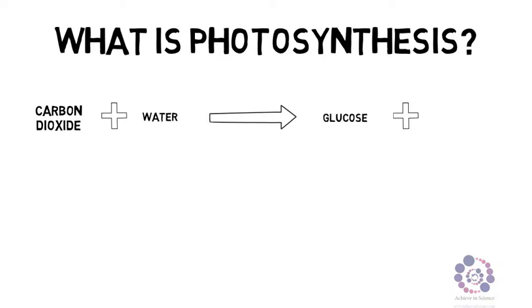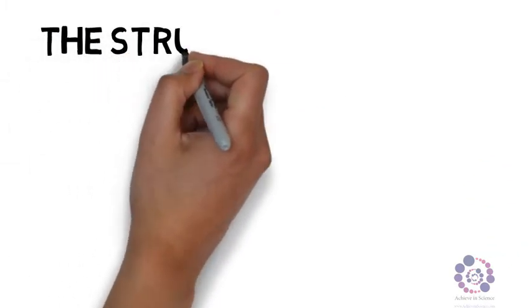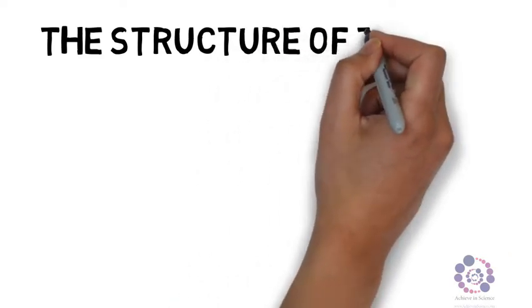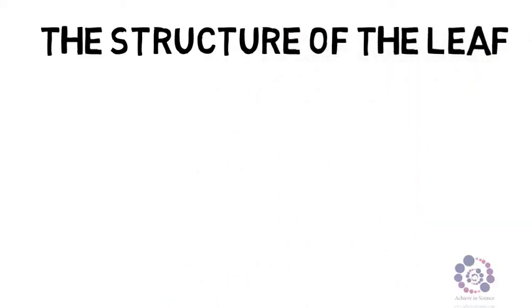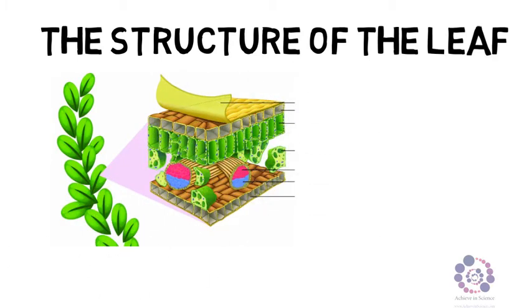Now photosynthesis occurs within the green parts of the plant. Therefore, we can look at the leaf, and in closer detail, the structure of the leaf. In the diagram, you can see a cross section of the leaf. And you can see the leaf is made up of many different layers.